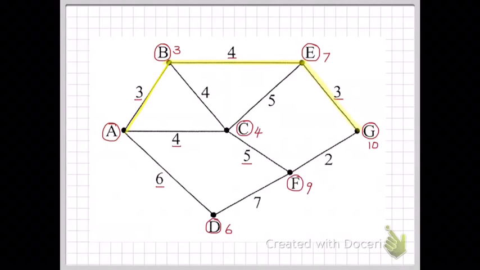Shortest path problems can be a little bit more complicated if you have lots of nodes and lots of arcs. Sometimes you have more than one solution, but if you follow the steps of this method, you'll get the answer every time.